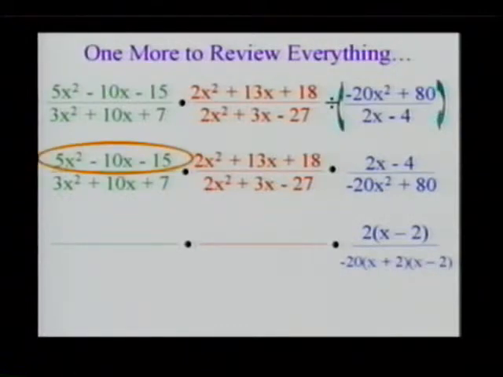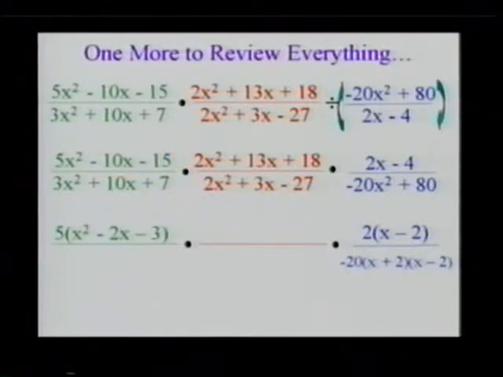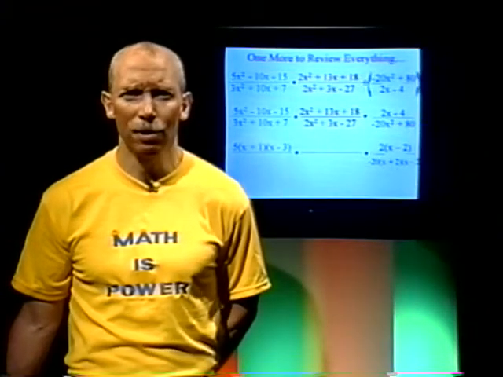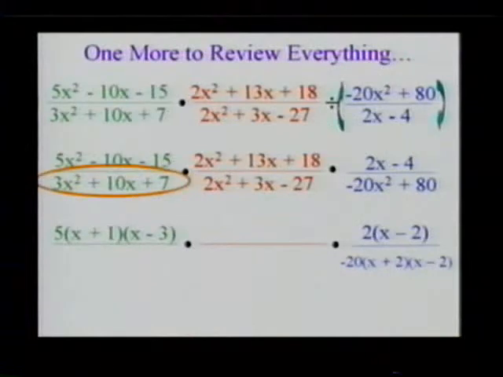Let's factor this guy. I smell that I can take out a 5 and then factor further the x squared minus 2x minus 3, and I'm left with that. Remember, you want to factor as far as it'll go. Now notice I'm going through the steps as I'm factoring. Okay, who do we want to factor next?